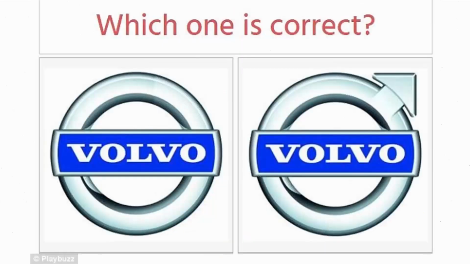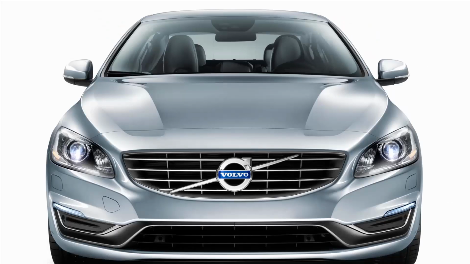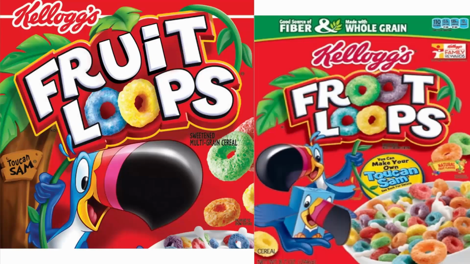This is one of the Mandela Effect examples where I remember both of them, but which one do you guys think is correct? The one on the right is correct, and the one on the left is wrong. But like I said, I remember both of these, maybe because I have seen Volvo cars recently. But doesn't the one on the left look correct? It doesn't look wrong.